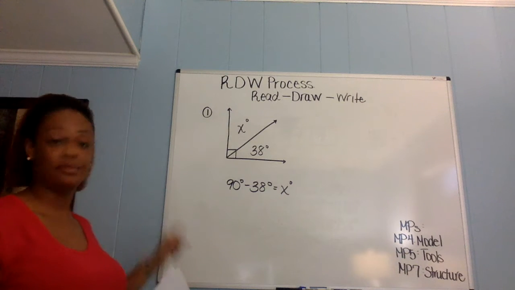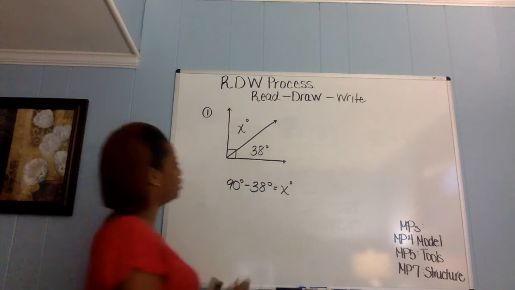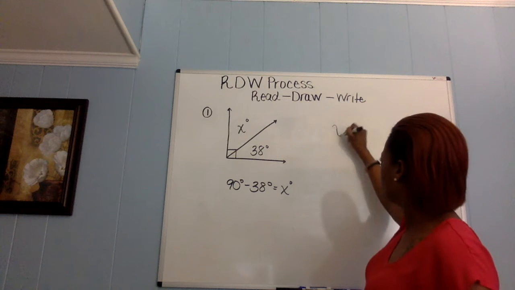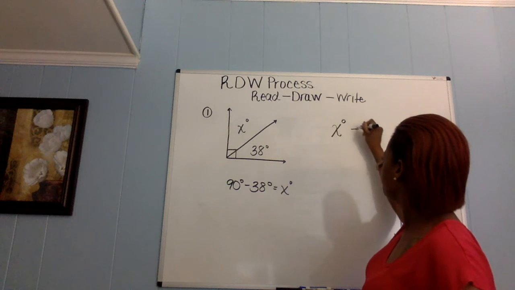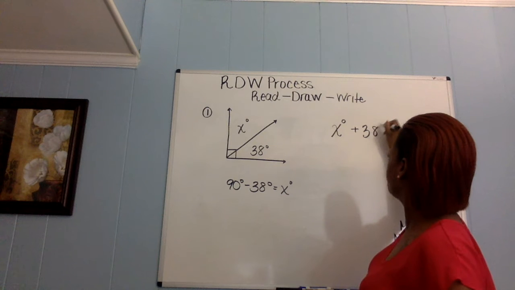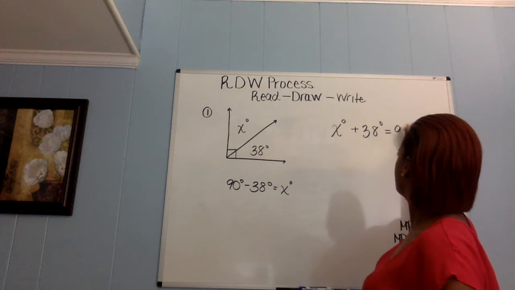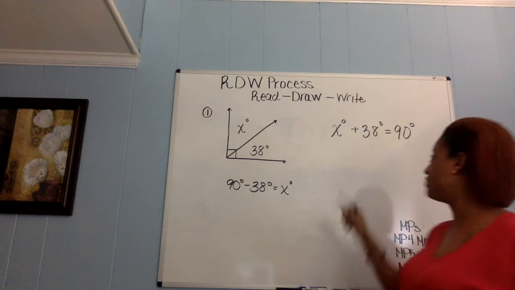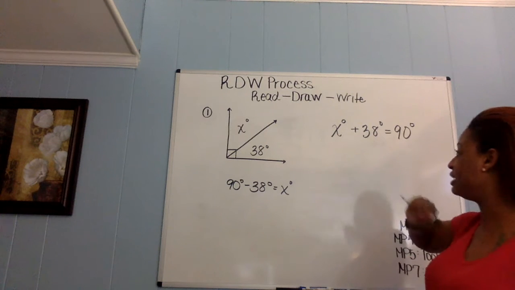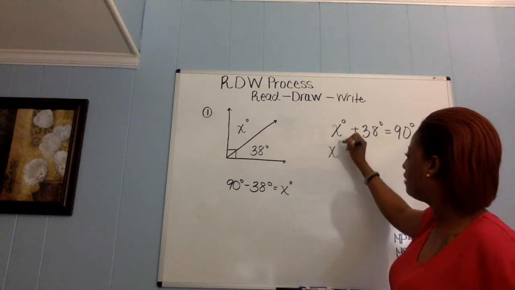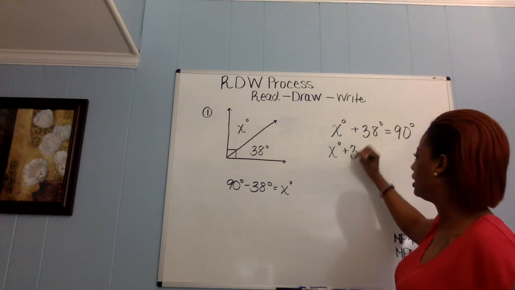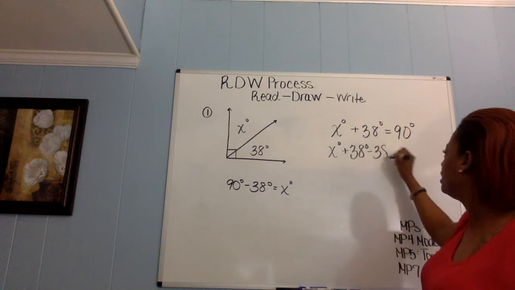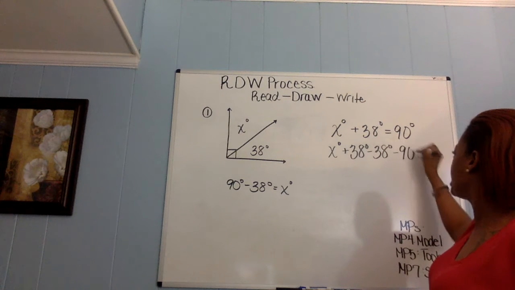So let's back up a little bit, and I'm going to write the equation over here that represents this diagram. So we know that we have x plus 38 degrees is equal to 90 degrees. Now we're going to move into the next phase because our goal is to isolate the variable. So if I have a positive 38 that I want to get rid of, I need to ensure that I subtract 38 degrees from both sides.